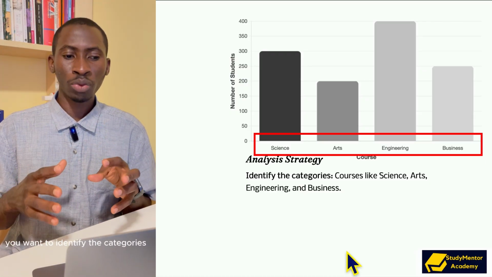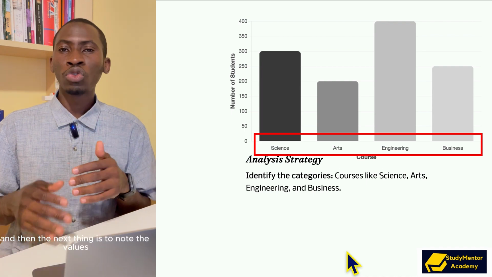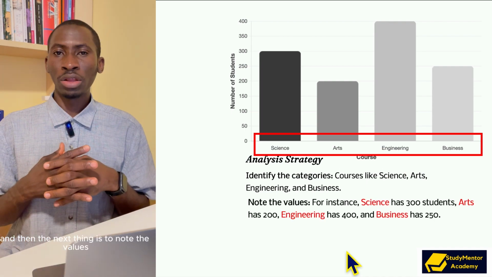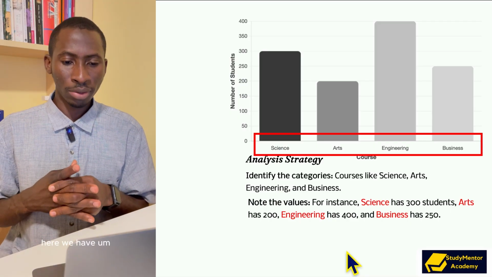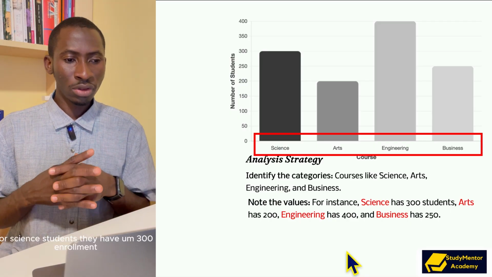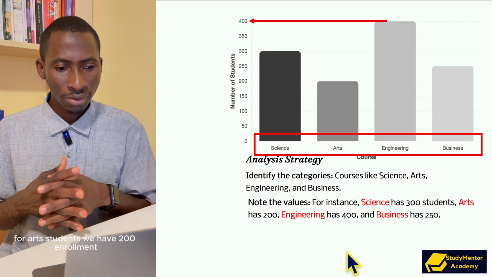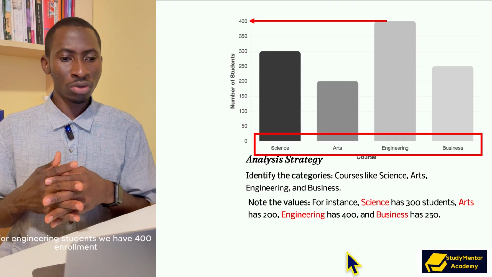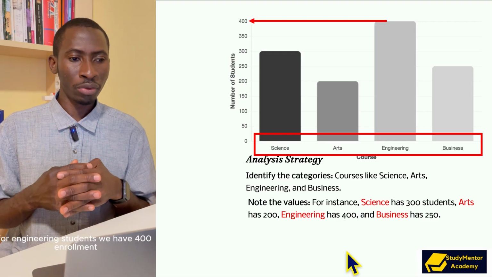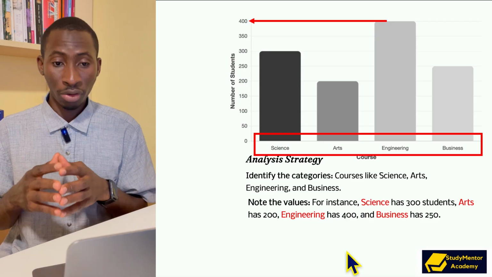So this is exactly what you want to do first. You want to identify the categories, and then the next thing is to note the values. Here we have, for science students, 300 enrollments. For arts students, we have 200 enrollments. For engineering students, we have 400 enrollments. And for business, we have 250 enrollments.